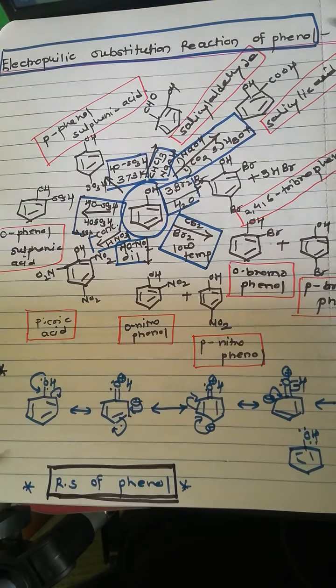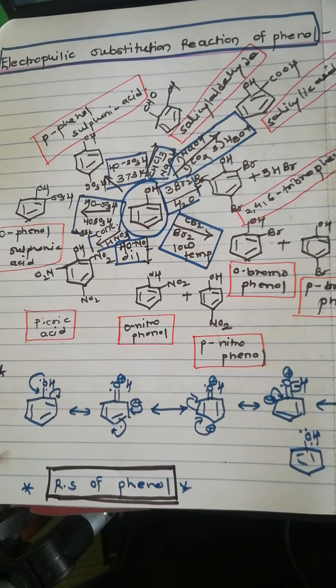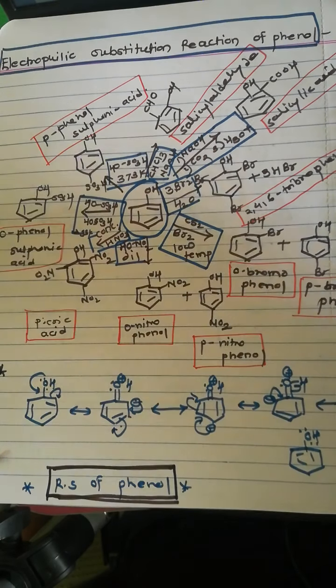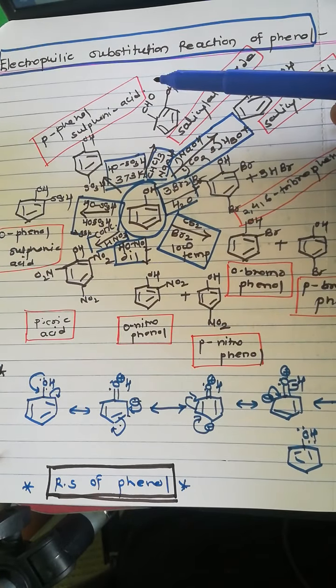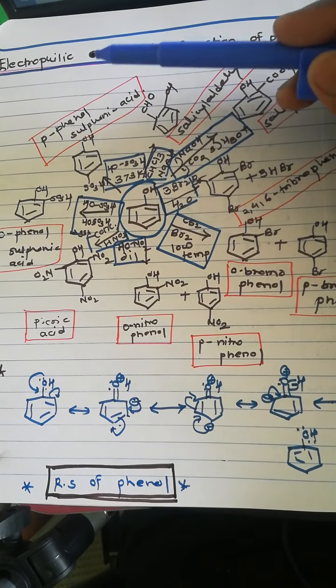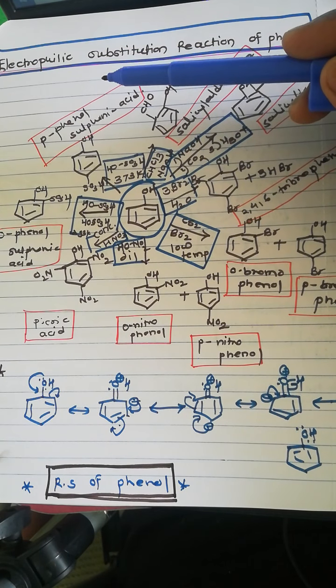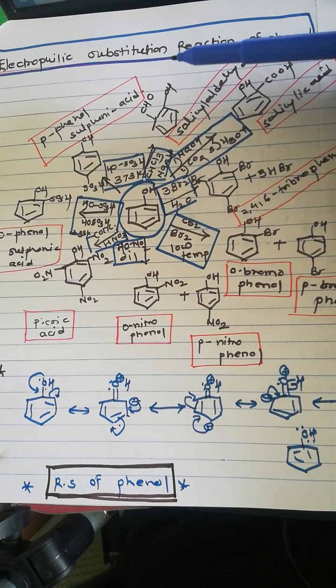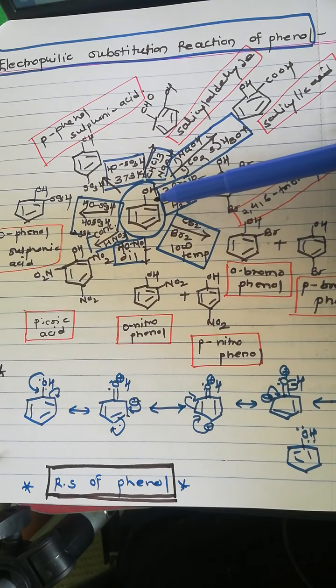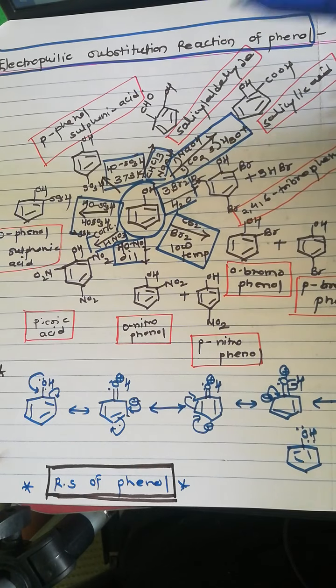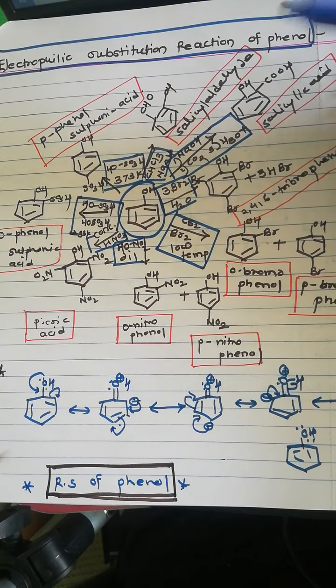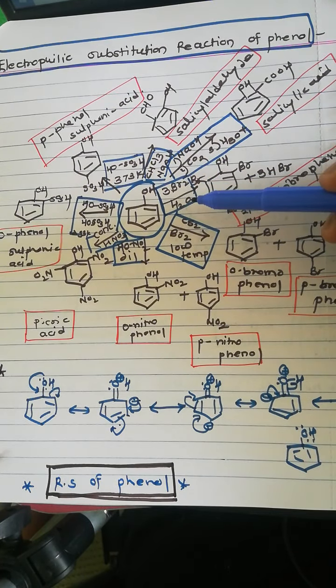What is meant by electrophile? Electrophile is an electron deficient species, and here we can see the electrophilic substitution reaction of phenol. Electrophilic means electron deficient species, substitution means replacement, means the phenol's ortho hydrogen and para hydrogen are replaced by the electrophile. Now we can see the reactions. First we can see bromination reaction.